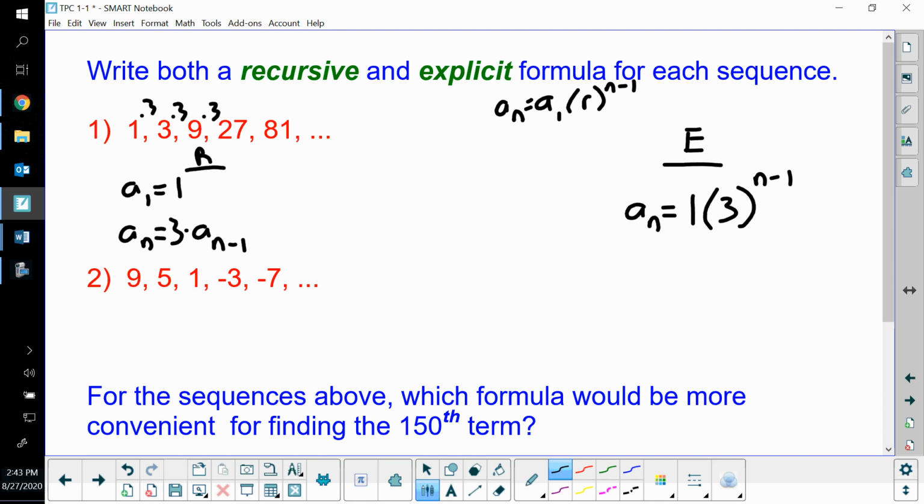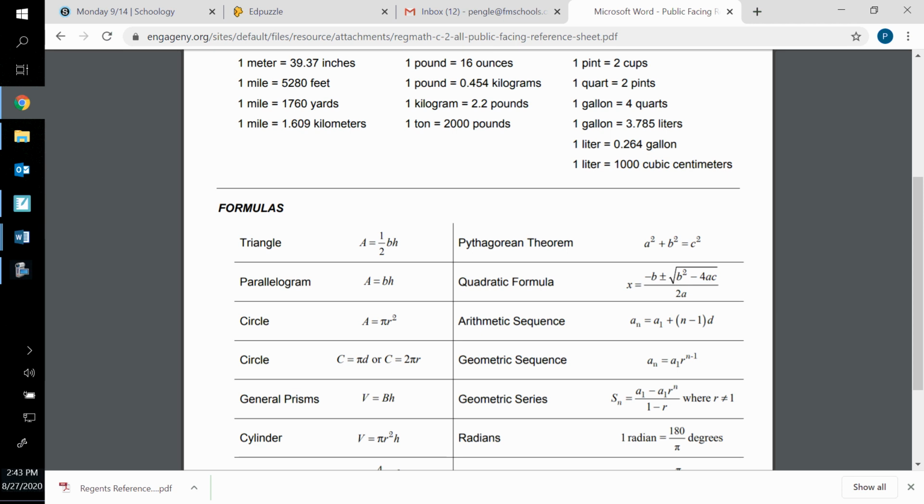Now, if we had been adding something over and over again, we would have to use the arithmetic sequence formula, the third one down there. And we'll see that in the next one.